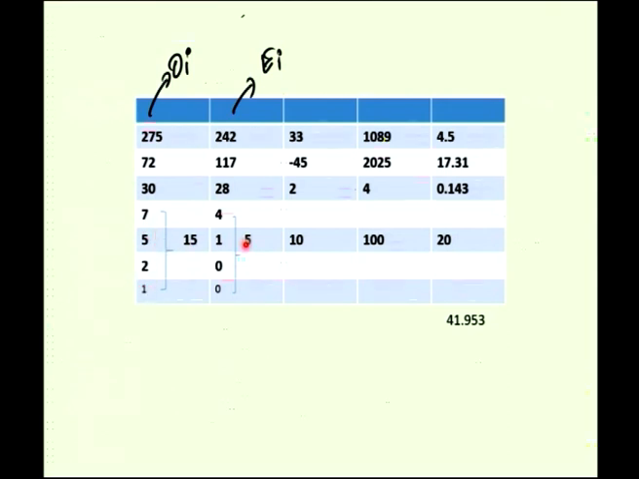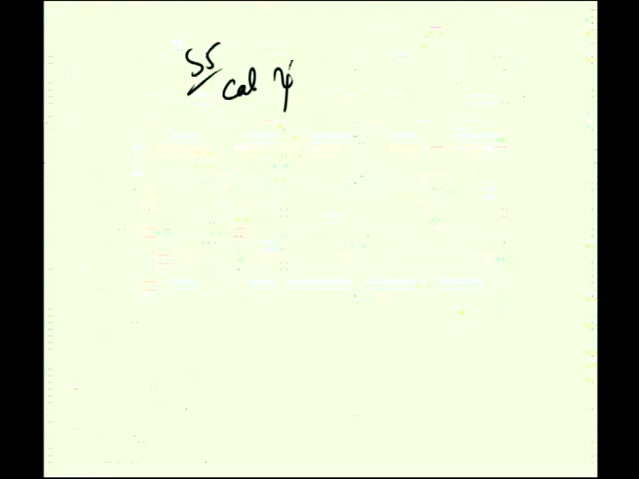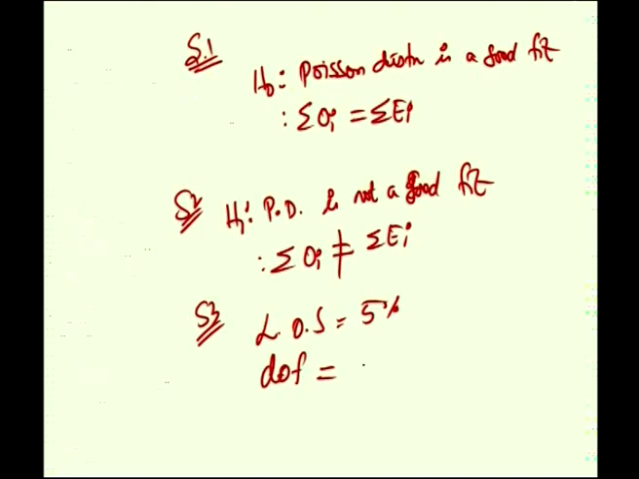So, this becomes 15 and 5, and then this is OI minus EI, where the number of values becomes 4 only. 15 minus 5. For the first, 275 minus 242 is 33, 33 minus 45, and then 15 minus 5 is 10. And this is the usual (OI minus EI) whole square. This is (OI minus EI) whole square by EI, and this total comes to be equal to 41.953.